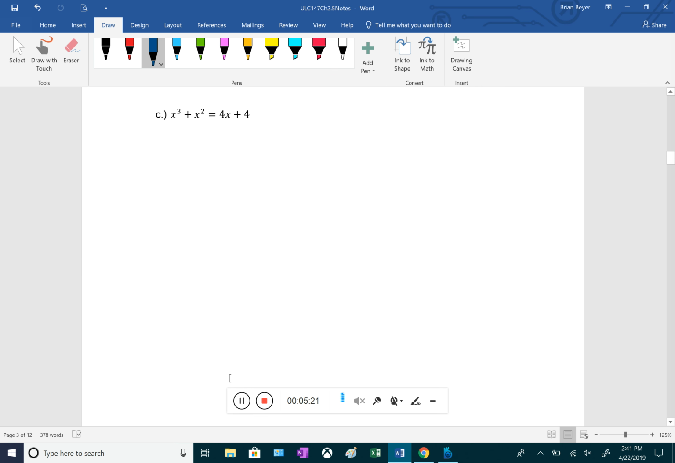Next one, I think we'll do one more of these, and then we'll move on to the next type of equation. So x cubed plus x squared equals 4x plus 4. Let's get everything on the left. So it's going to be x cubed plus x squared. We have to subtract 4x and subtract 4 to the left. So minus 4x minus 4 equals 0.